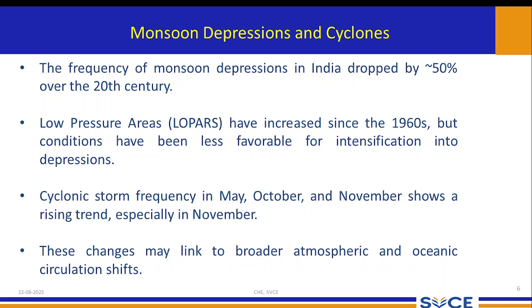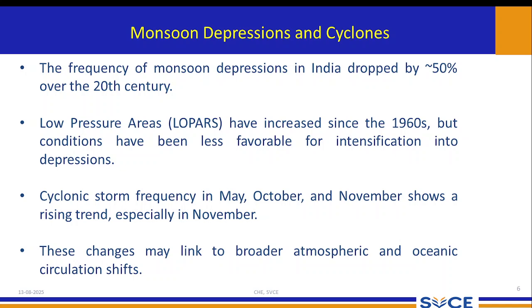So 20, 30 or 40 years back, once in 10 years you would find a cyclone. But now it has become very common. Every 2 or 3 years, a cyclone comes. So cyclonic storm frequency in May, October, November shows a rising trend, especially in November.